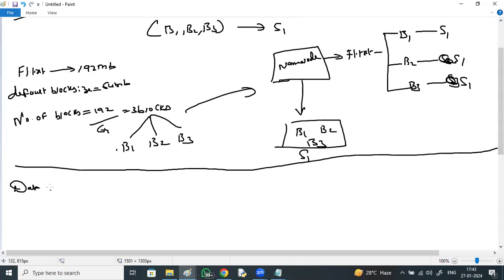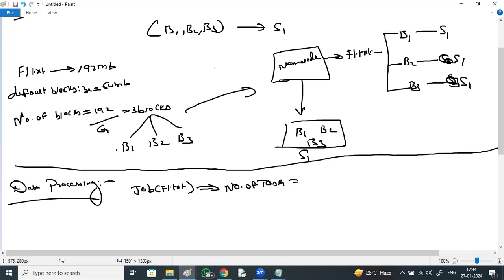Now data processing. A job to process f1.txt into how many tasks? The number of tasks in Hadoop is always the number of unique blocks. You may ask why the word unique; I'll explain in the next example. How many unique blocks? 3. So 3 blocks, 3 tasks: T1, T2, and T3.